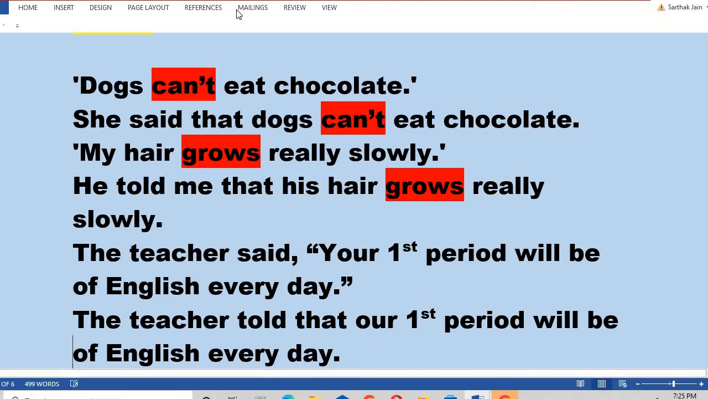Now just notice this verb cannot was not converted into could not. Why? Because this is the truth about dogs. Next is, my hair grows really slow. Again, this is a fact, because this is somebody's tendency. His hair doesn't grow fast. So that is why this verb grows will remain the same. That will not convert into grew.